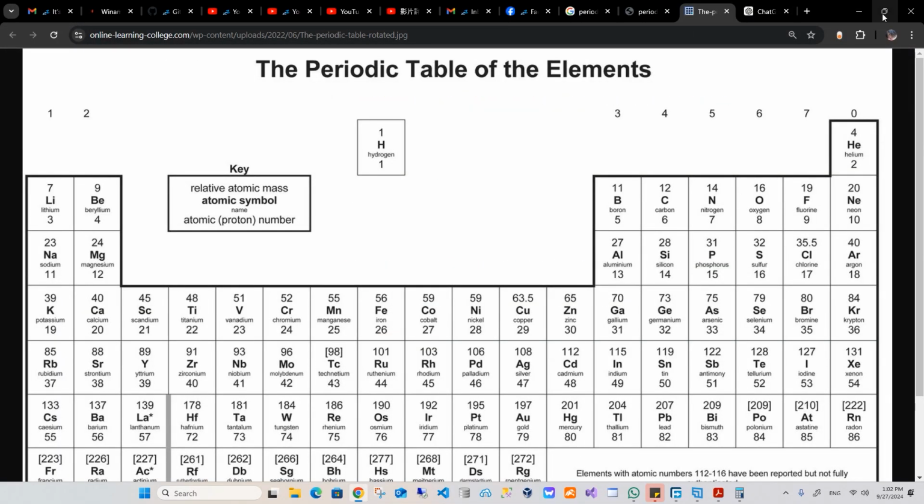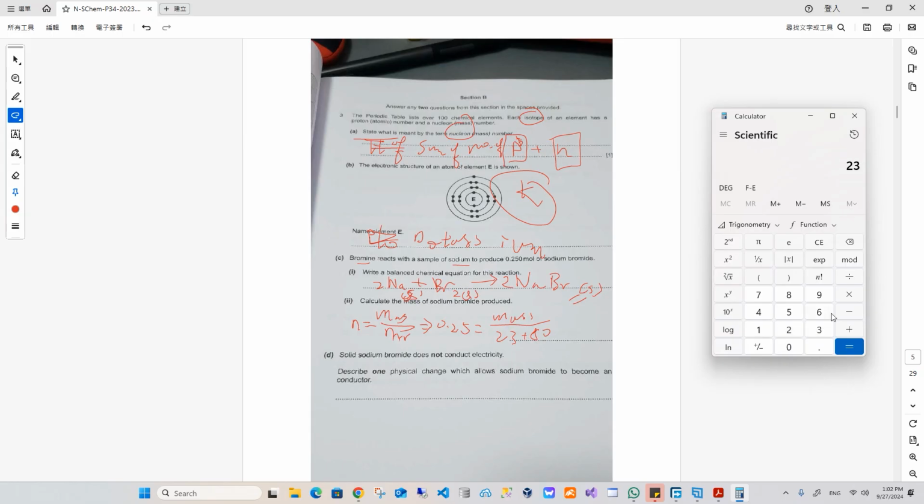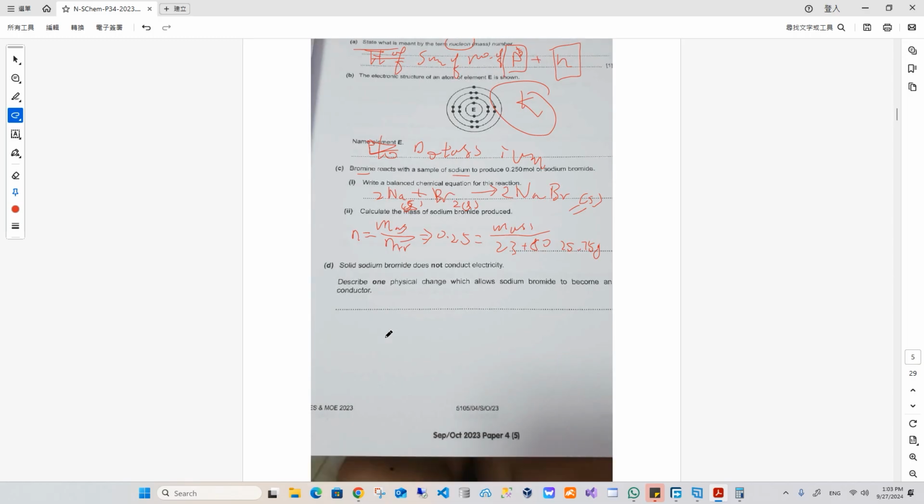Bromine 80. Okay. So it's 23 plus 80 and then times 0.25. Okay, 23 plus 80, and then multiply 0.25, 25.75 gram. Okay, that's the mass that it will produce.